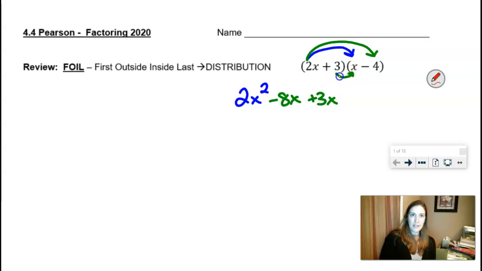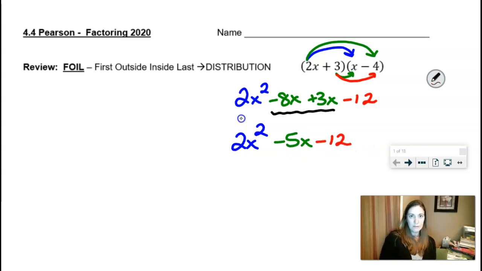And then finally the 3 has to be multiplied by the negative 4, and those would be the last terms being multiplied together in those binomials. So that's a negative 12. But of course this wouldn't be the end of the problem, because your teacher would point out that you have some like terms that you could simplify here in the middle. So these would simplify to a negative 5x in the middle. So your simplified answer after you distribute everything would be 2x squared minus 5x and then a minus 12. This is called a trinomial. And it is a type of polynomial.